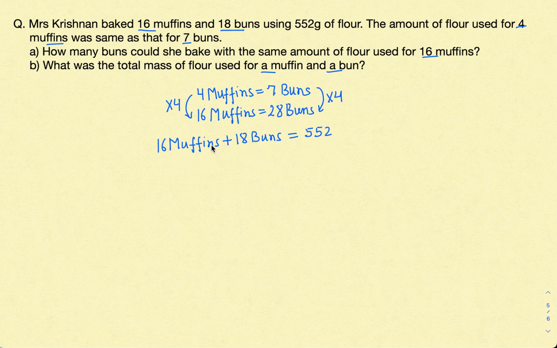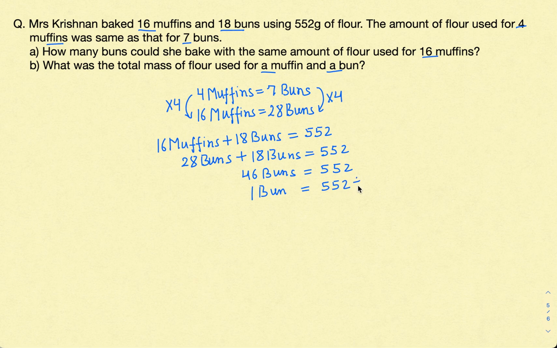And we know that since the amount of flour used for 16 muffins is same as 28 buns, we can replace the 16 muffins with 28 buns. So after replacing, we'll get 28 buns plus another 18 buns is 552 grams. So 28 plus 18 will give us 46 buns. That means the amount of flour required to make 46 buns is 552 grams. So how about one bun? How much flour is required to make one bun? It's simple. Just divide 552 by 46 and that will give us 12 grams. That means 12 grams of flour is required to make one bun.